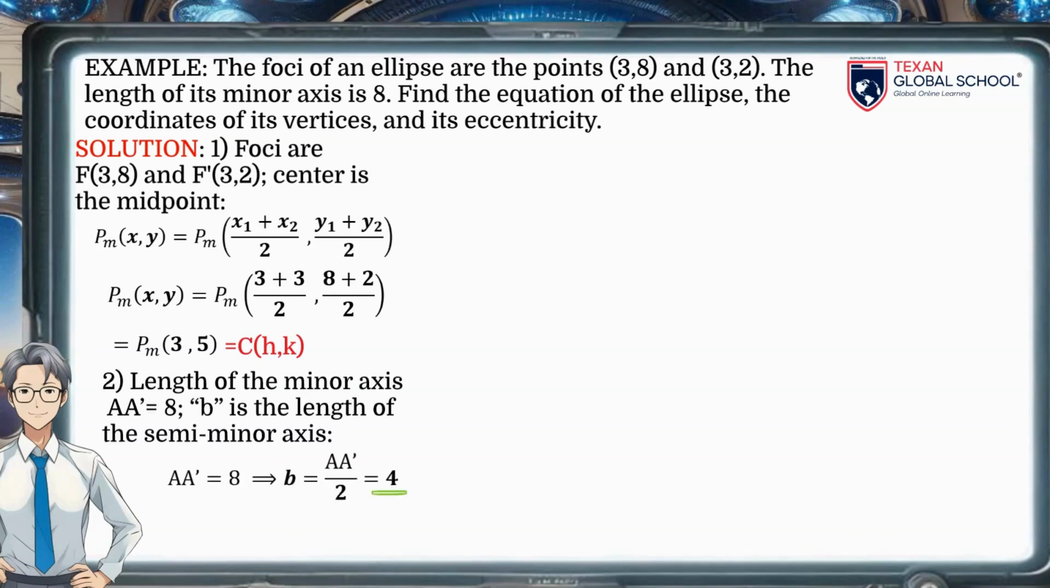Since the length of the minor axis A'A of the ellipse is 8, and we know that b is the length of the semi-minor axis, then b will be half of the minor axis. In this case, it equals 4.